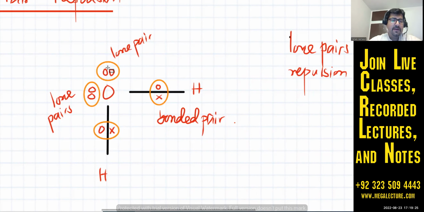So because lone pairs are really close to the atom, and bonded pairs are slightly further away because they're attracted by another atom, because they are further away, that's why the amount of repulsion that they can exert decreases.